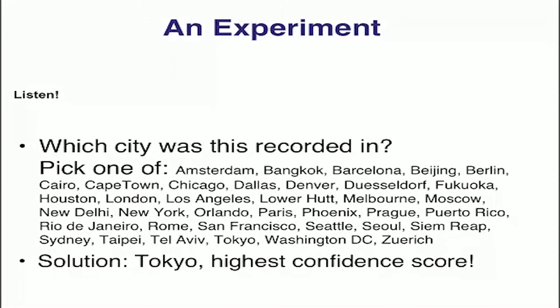Tokyo has the highest prior, right? So if you take those cities, it's probably not Fukuoka because Tokyo has just most people. And so given the prior, and it's the Shinkansen, Tokyo is the best bet. That seems to be right.